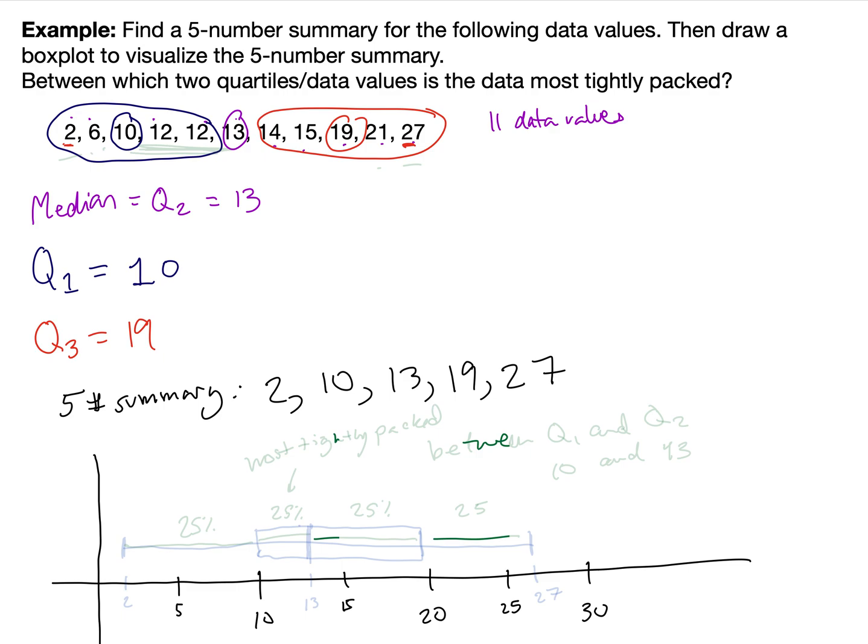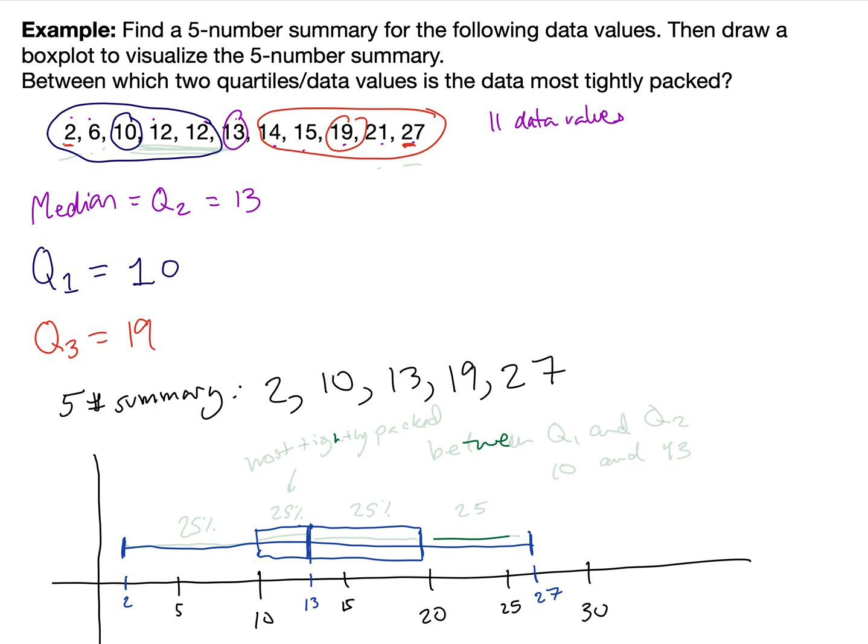So now let's draw a box plot based on that 5-number summary. So we see that our minimum is at 2, and that's the beginning of the box plot, and our maximum is at 27, and that's the end of the box plot. We draw a line between the minimum and maximum value. And then our Q1 is at 10, and our Q3 is at 19. So we draw a box between Q1 and Q3. And finally, we draw where the median is. So the median is at 13.